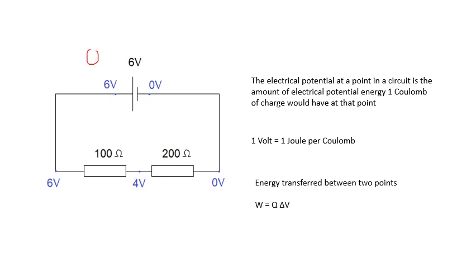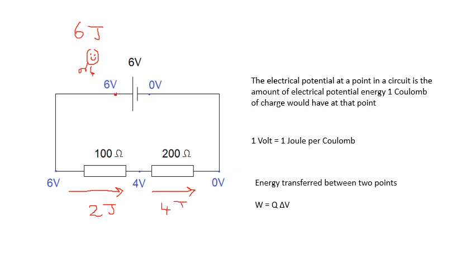So, here's my little friend I waffled on about a long time ago, Colin the Coulomb. How much energy has Colin the Coulomb got? At this point here, Colin's got 6 joules of electrical potential energy. Then he comes round here and goes through this resistor, and in this resistor he's going to lose 2 joules. Then he goes through this resistor here and he's going to lose 4 joules.